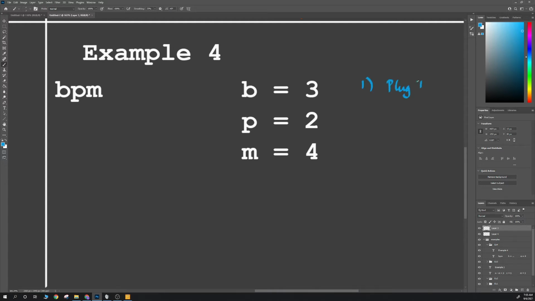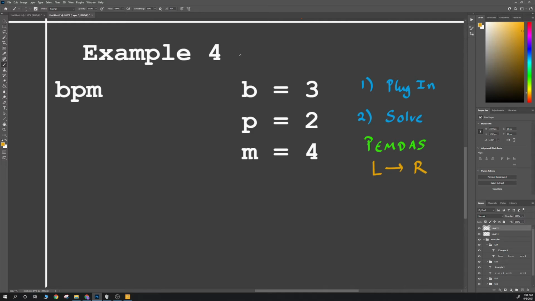Step 1, plug in. And then step 2, solve, using what else? PEMDAS. Right? And PEMDAS specifically, the thing that helps us out a lot is making sure we work left to right. So let's see. Let's plug this in.